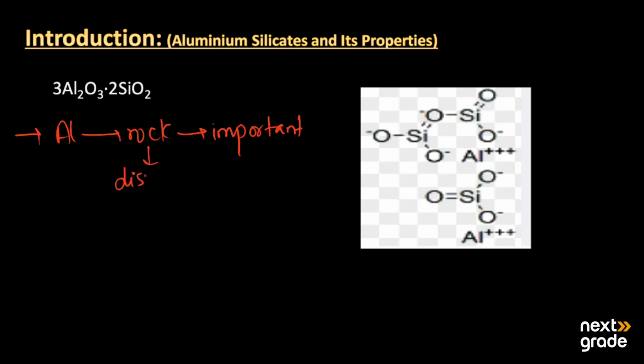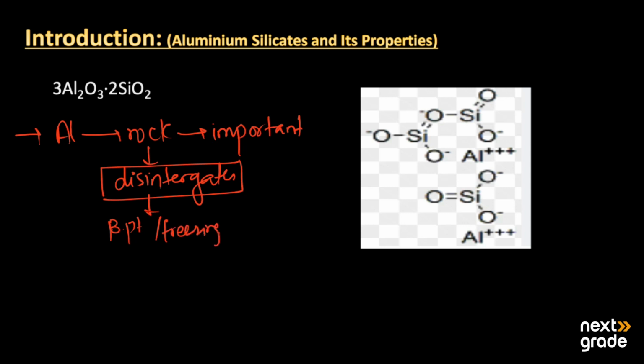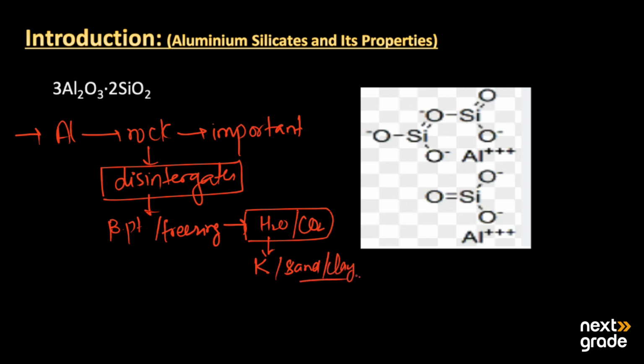disintegrate all the minerals from the rocks. This disintegration results due to the change in the boiling point and the freezing of the water in the rocks, as well as all the chemical actions that the water and the carbon dioxide have on all the compounds. They disintegrate into the different compounds of potassium, and also into the sand and into the clay.